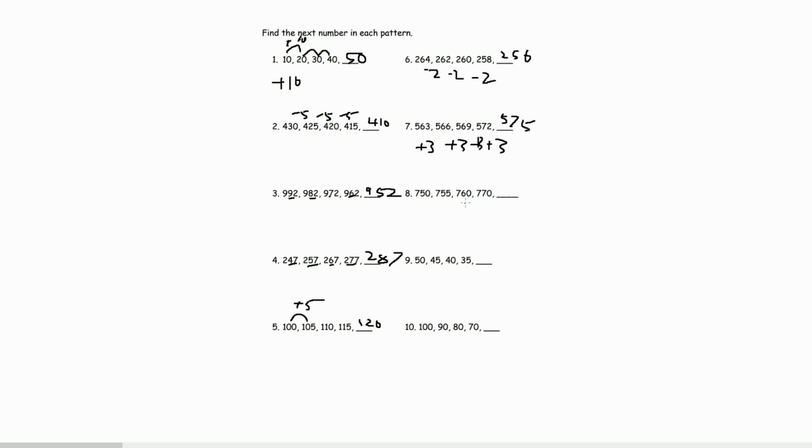750, 755, 760, 765, 770. That's going up by 5, so that's 775. From 50 to 45, that's going down by 5, going down by 5, going down by 5, and going down by 5. That would be 30. 100 to 90, that's minus 10. 90 to 80, that's minus 10. 80 to 70, that's minus 10. 70 minus 10 is 60.